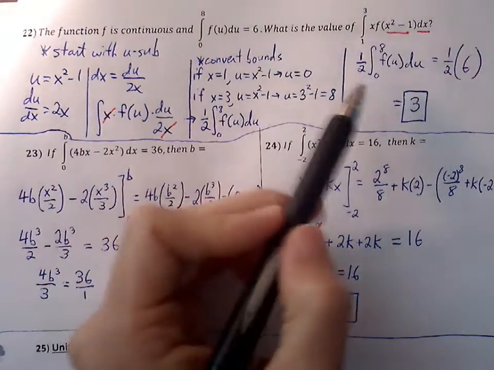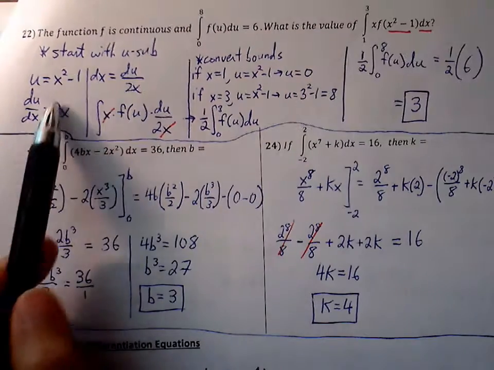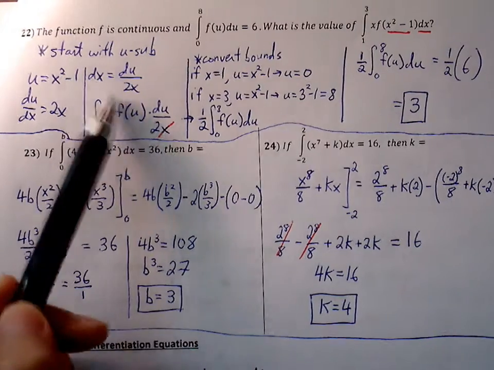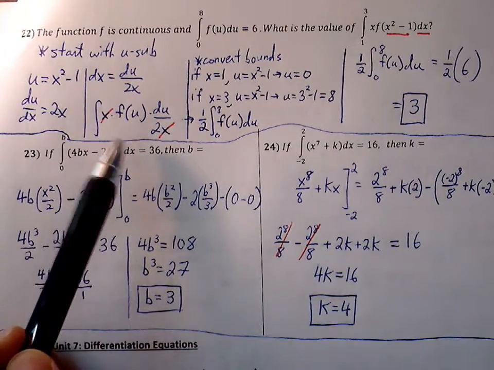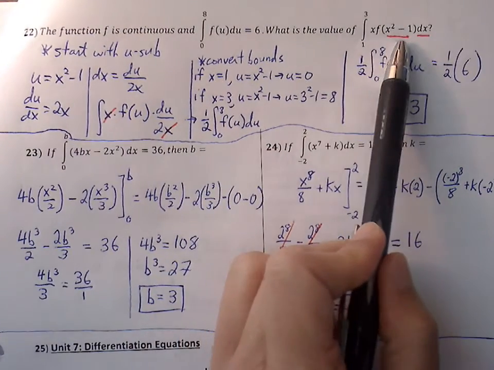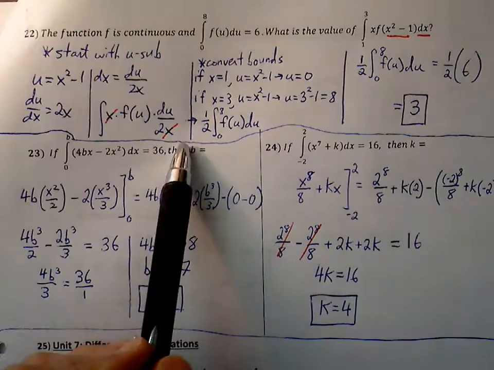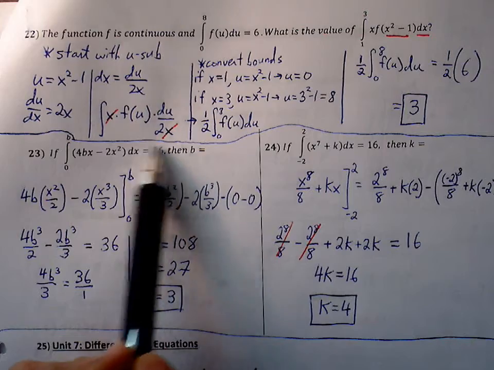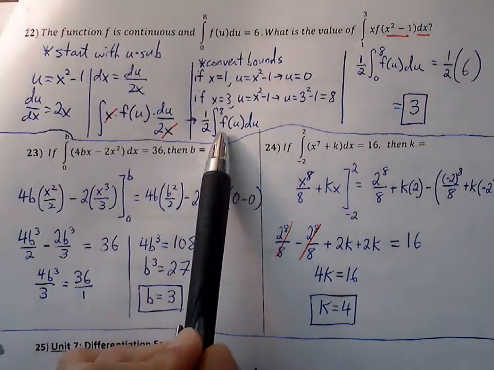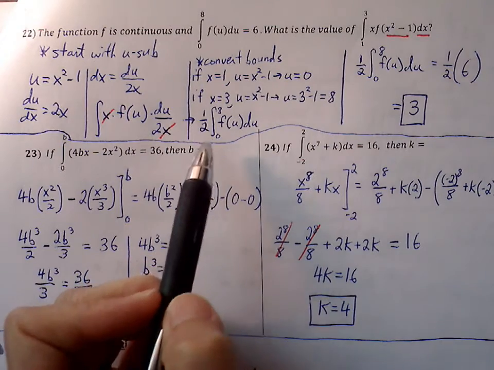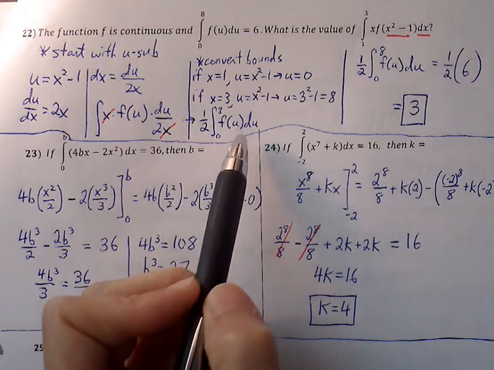So we'll let the u value be what's inside the parentheses. u is x squared minus 1. We find the derivative, we get 2x. Solve for dx, we get du over 2x. We make our substitutions. Parentheses gets replaced with u. dx gets replaced with du over 2x. x is canceled out. We can push that 2 out in front as 1/2. And now we have the integral of 1/2 of f of u.